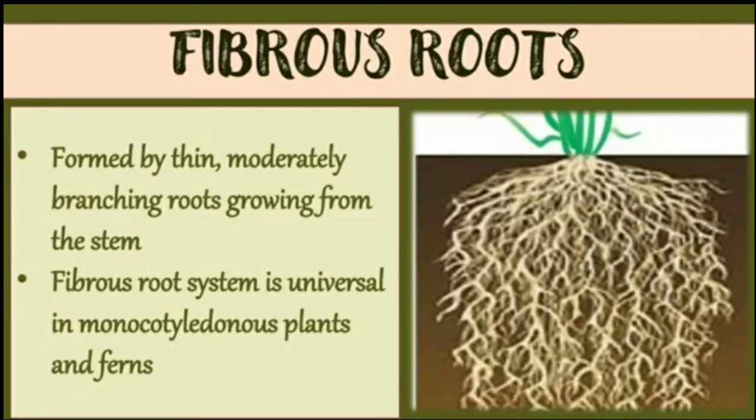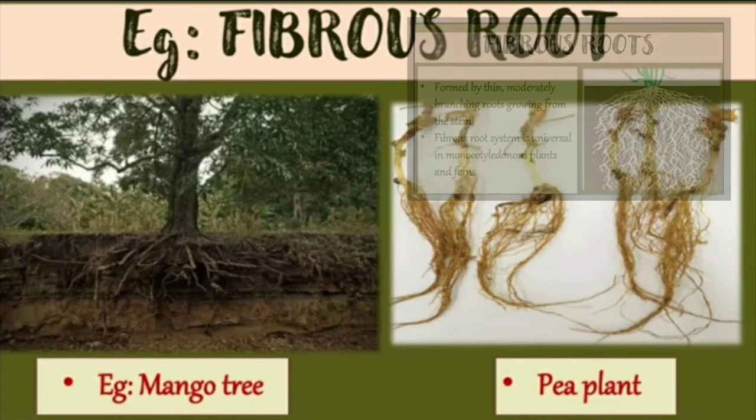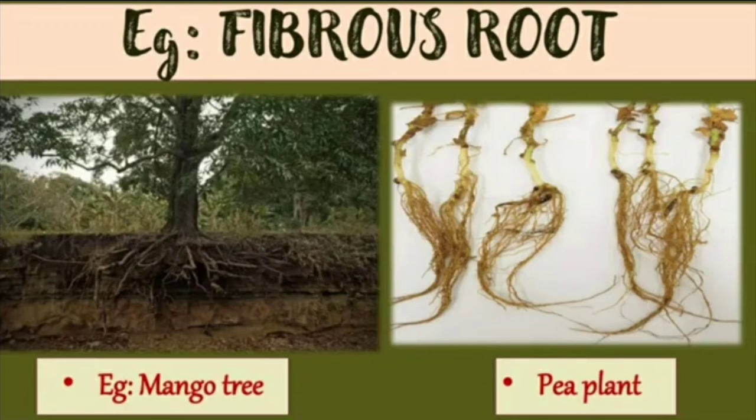Are you getting me, children? So what are fibrous roots? They are thread-like or fiber-like roots which arise from the stem. For example, here, as you can see, a mango tree, a pea plant. So these are the examples of fibrous root. Got it, children? Good.